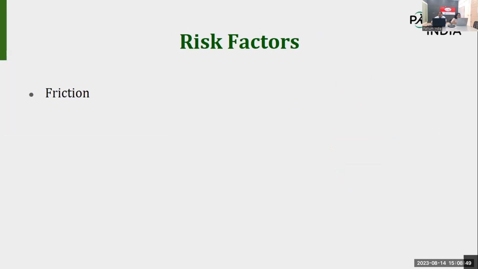So first is friction. Friction, as we know. When you are saying friction, what do you understand by friction? Any idea? Rubbing over the surface. Yeah, our skin is getting rubbed with the bed surface, bed sheets and all, right? So that rubbing will create friction and that will lead to tissue injury or skin breakdown, right? So friction is very important.